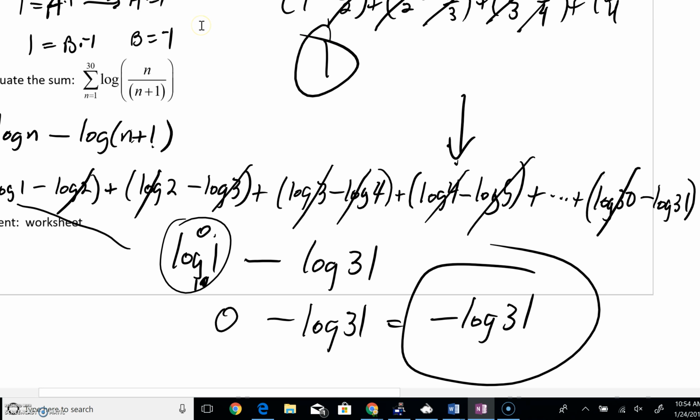Back of the notes, we have a worksheet. And for the worksheet, we're going to do the odds.